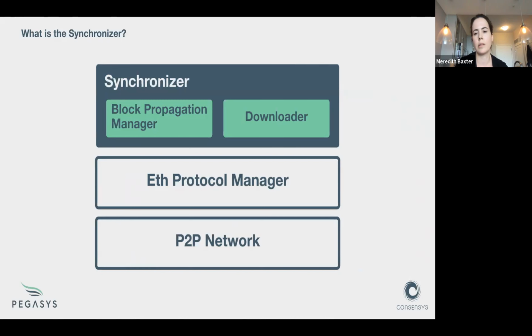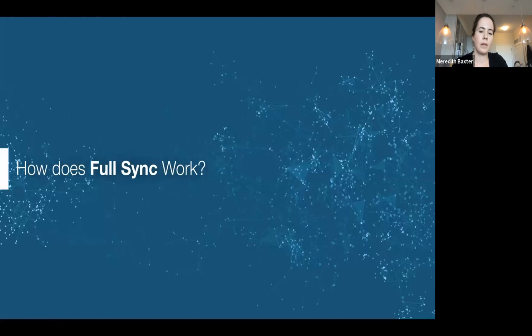And then there's the downloader that's responsible for pulling historical data. So if you spin up your client and you're at block 0 and the network's at block 7 million, the downloader is in charge of getting you up to 7 million. In terms of full and fast sync, we're mostly focusing on the downloader. And I'm just going to give an overview of full sync first, and then we can kind of compare and contrast with fast sync.